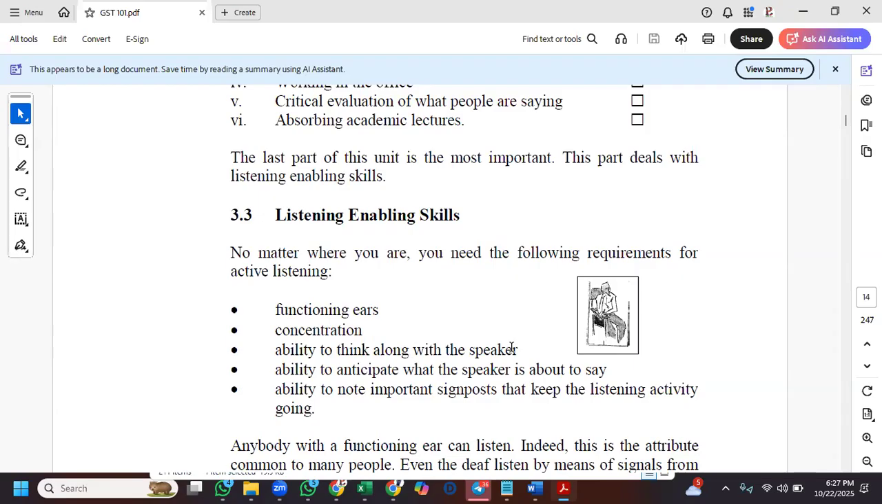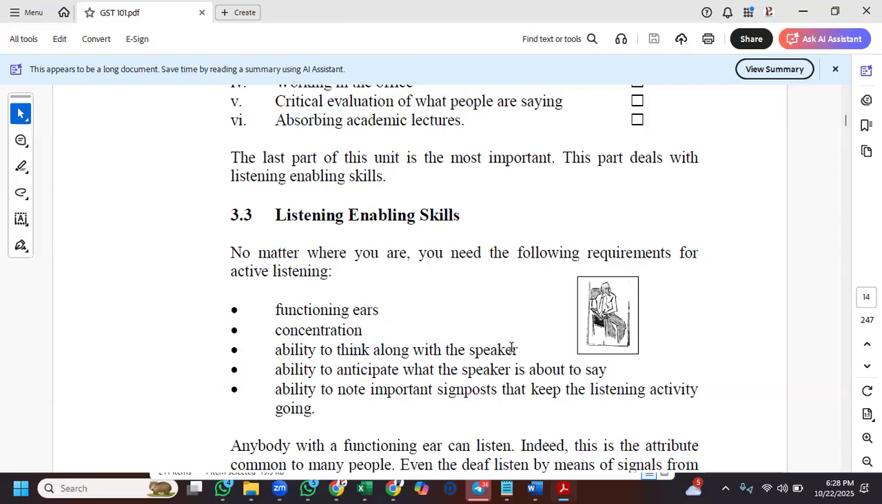But anticipating means that you are actually waiting on the speaker to say the next thing. Maybe you are jotting down. You're actually waiting for the speaker. What is the person going to say next? Because you are ready to write. So, anticipate what the speaker will say next. Then ability to note important signposts that keep the listening activity going. Signposts are everywhere. You know all those words that we use to join words together, to join paragraphs together, like firstly, secondly, furthermore, in continuation, and so on and so forth. Those are signposts.